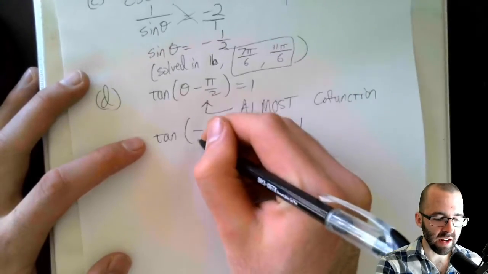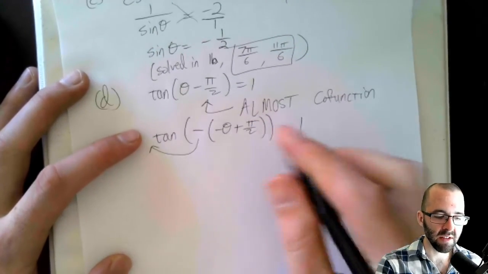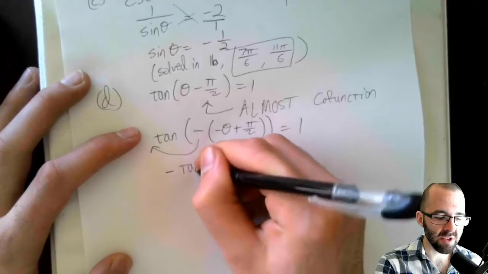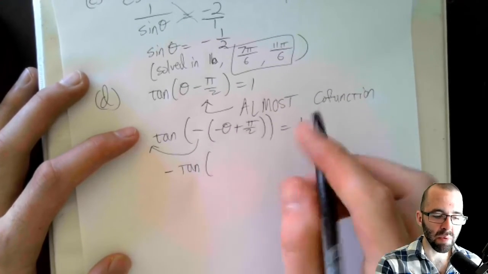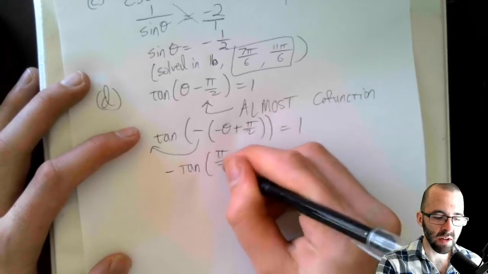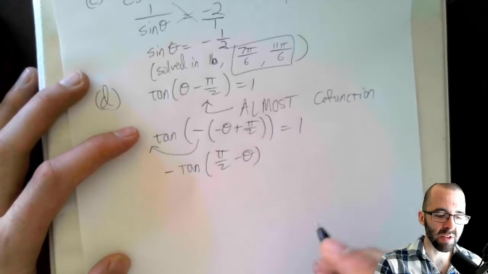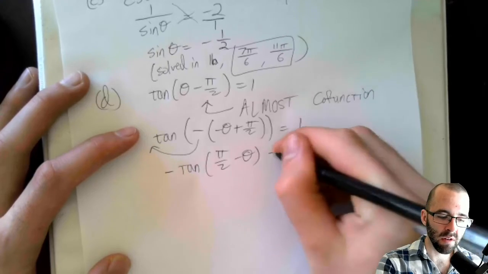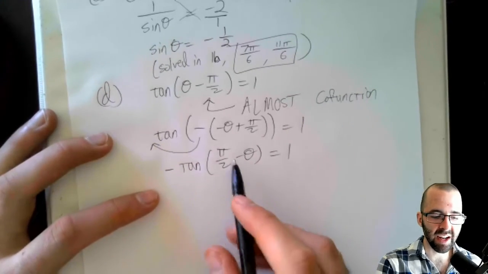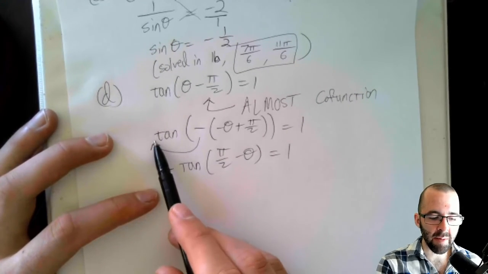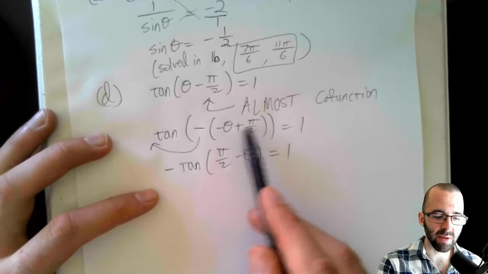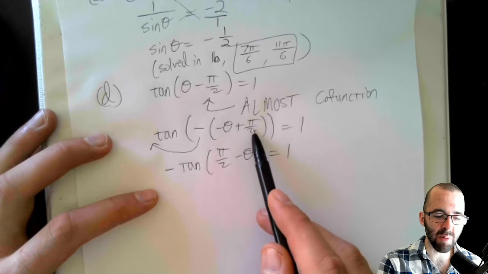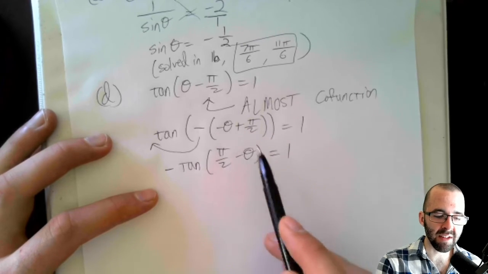So this negative right here comes out in front, and we're left with negative tangent of, we can switch the order of addition, a plus pi over 2 and a minus theta. We'll just write those in the other order. The right-hand side's still 1. So again, I did two steps. The negative came out in front because tangent's odd, and I switched the order of the inside, which we can do because it's addition. It's still a plus pi over 2, and it's still a minus theta.